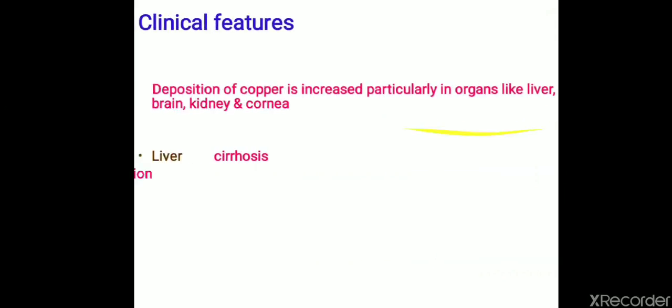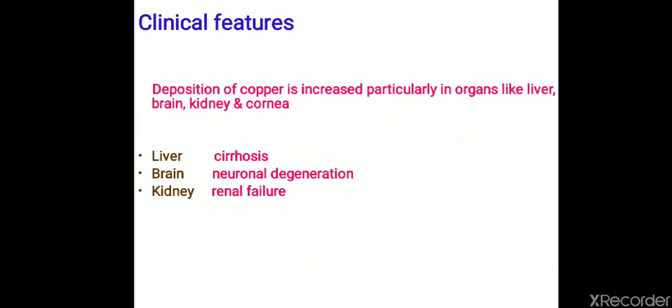So copper reaches the kidney, where it produces renal damage, and copper reaches the central nervous system, where it produces neuronal degeneration, and copper reaches the cornea, where it produces KF ring formation. So these are the different clinical features of Wilson disease.